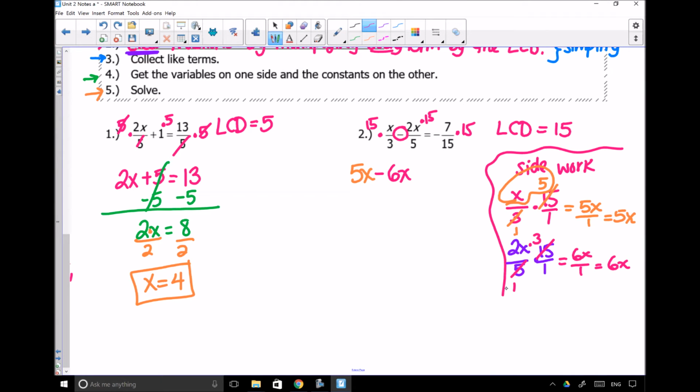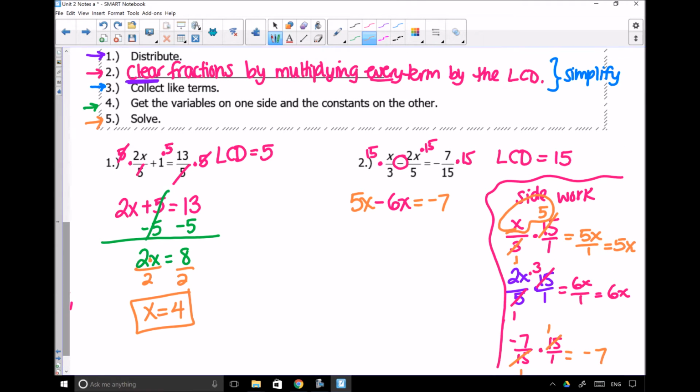And then lastly, right here, if I have negative 7 over 15, and I multiply that by 15 over 1, what happens to my 15s? The 15s both cancel out and become 1s, so I end up getting just negative 7. So this is equal to negative 7. Okay? Now that I've cleared my fractions, it's just a regular equation.